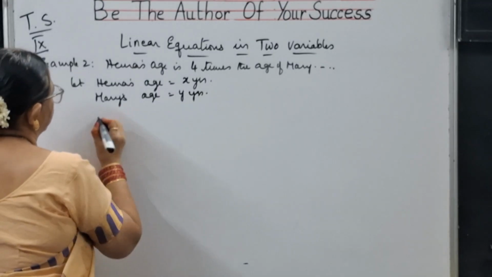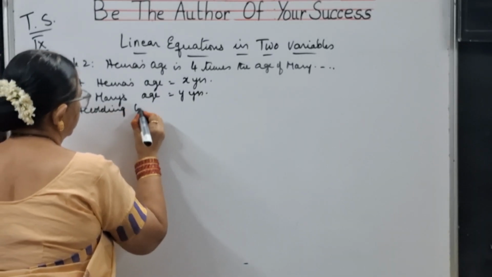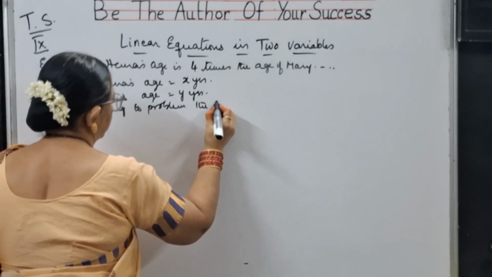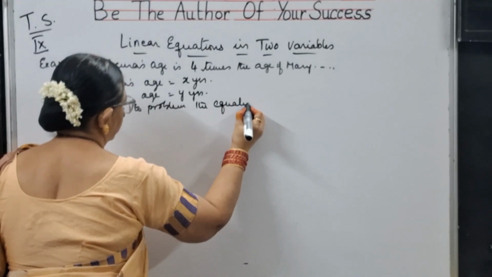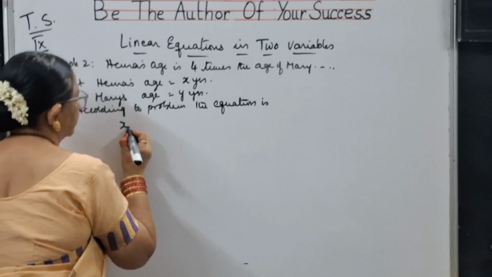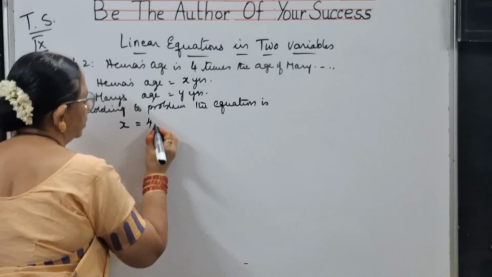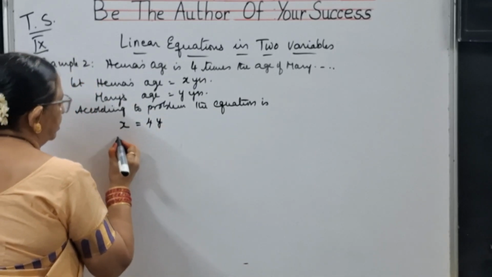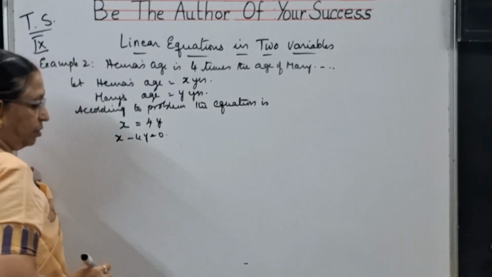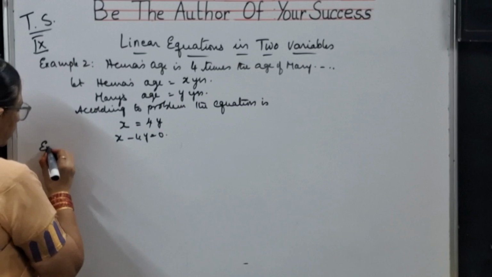Then what is it that they said, according to the problem? According to the problem, the equation is: Hema's age, that is x, is 4 times the age of Mary, 4 into y. This can be written as x - 4y = 0. This is example 2.